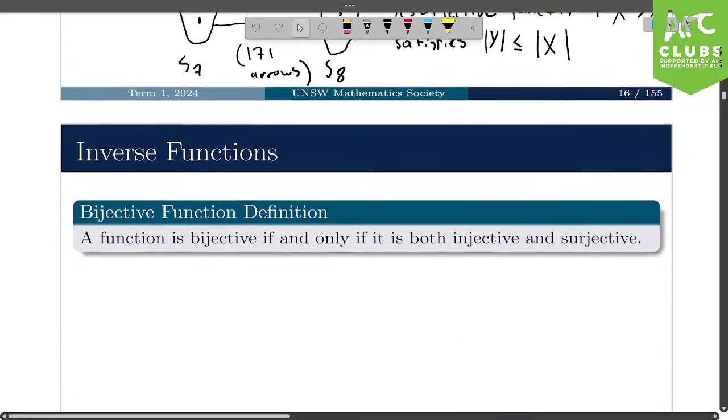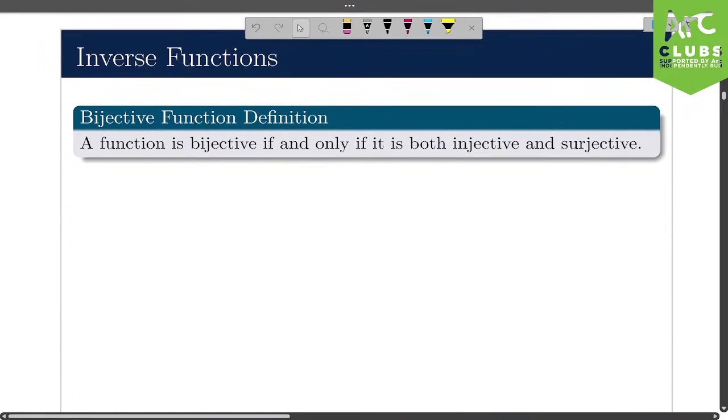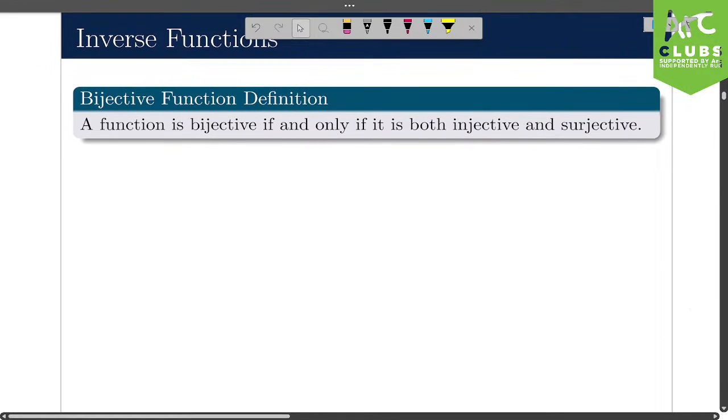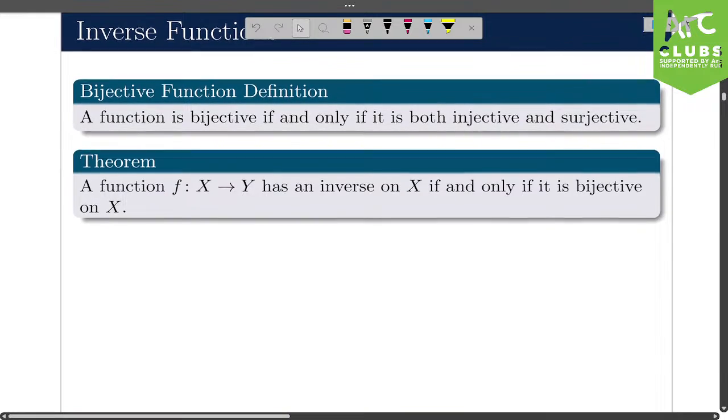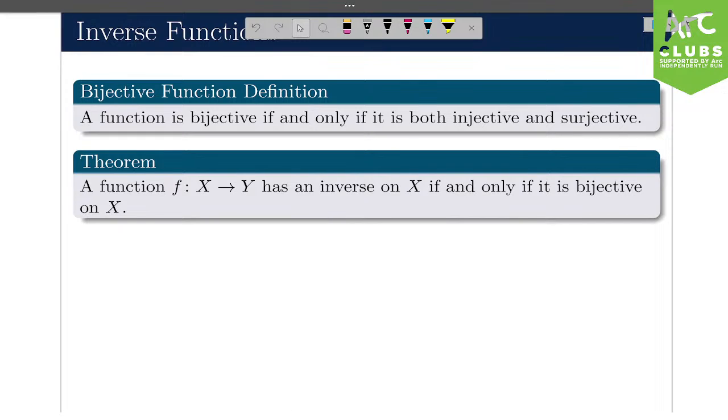No? All right. We're going on to the next topic now, which is inverse functions. So something that you might need to know is the definition of a bijective function. This is pretty simple. A function is bijective if and only if it is both injective and surjective. And this is important because a function f from x to y only has an inverse if it is bijective, on that space.